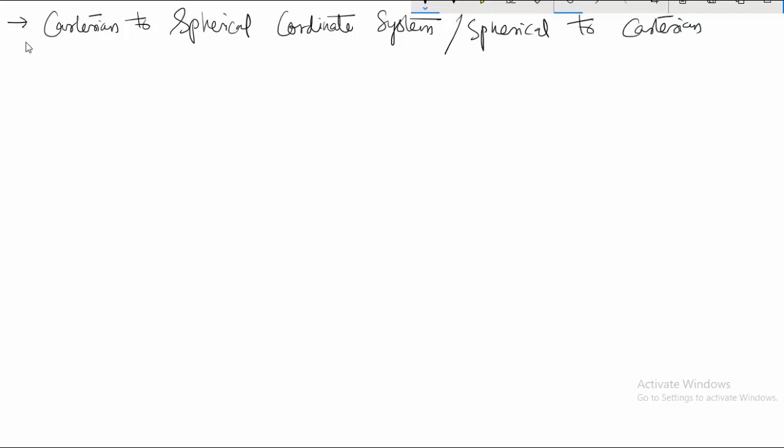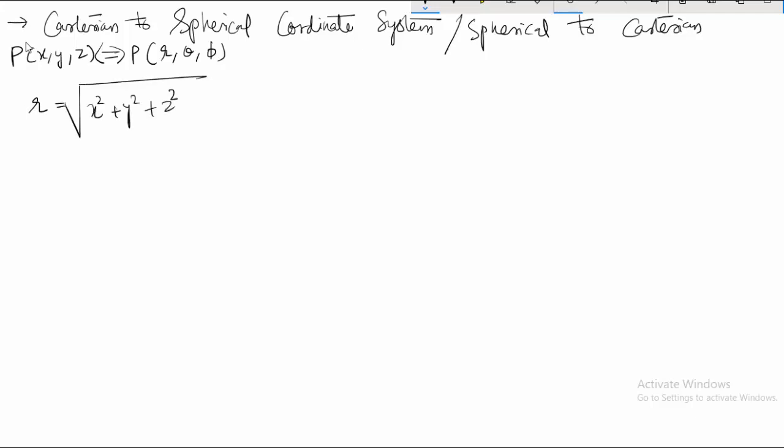A point in the Cartesian system will be given by x, y, z, and a point in the spherical system can be given by r, theta and phi, which we have seen. So how to convert between these two? The first thing is that you can convert the radius r as the square root of x square plus y square plus z square. Then theta is equal to tan inverse of the square root of x square plus y square divided by z, and the angle phi is equal to tan inverse of y by x.